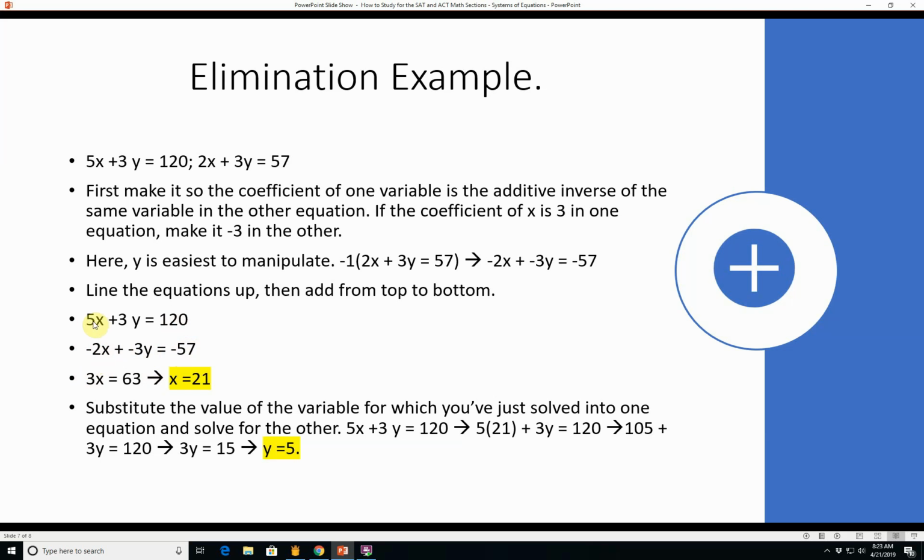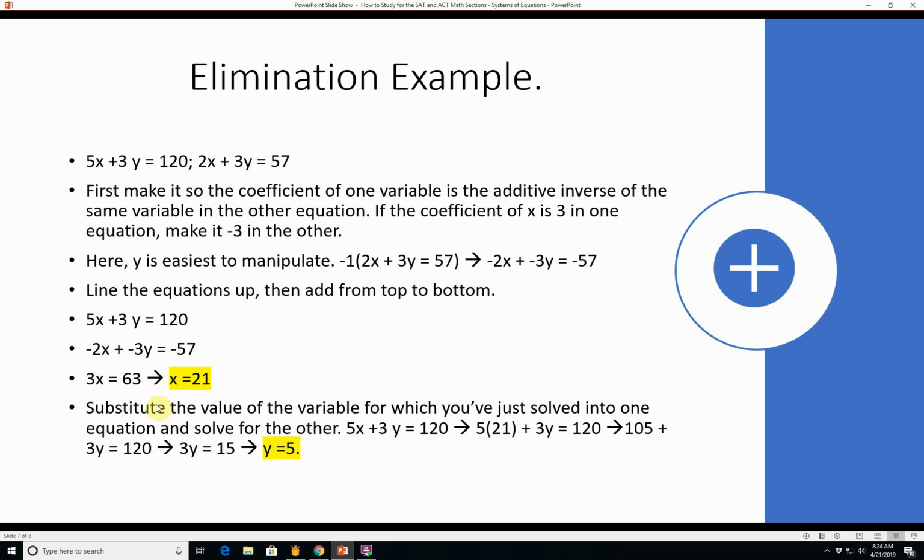And so then you end up with 5x minus 2x, and 3y minus 3y is just 0, so I didn't put it here. So we just end up with 3x equals 63. That means x is equal to 21, so you just divide both by 3. It's almost as though it's a contrived problem that I made up just for this demonstration, which I did, but hey, that's what they do with SAT and ACT problems.